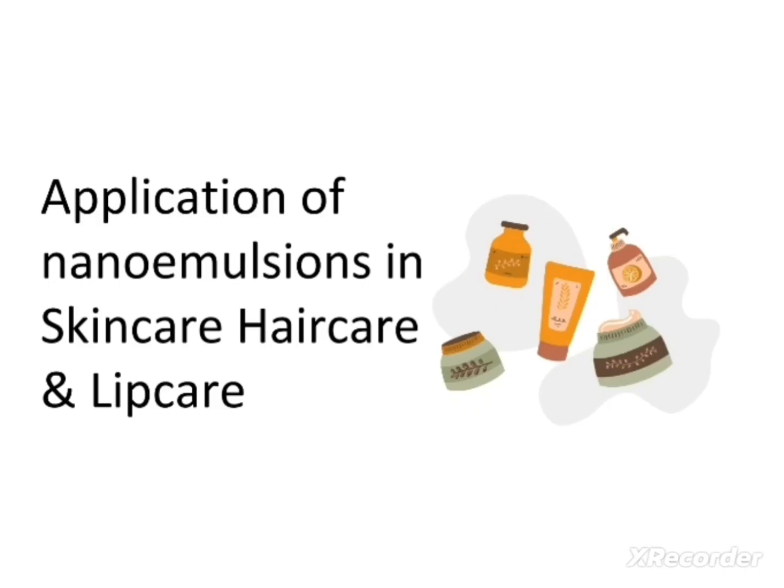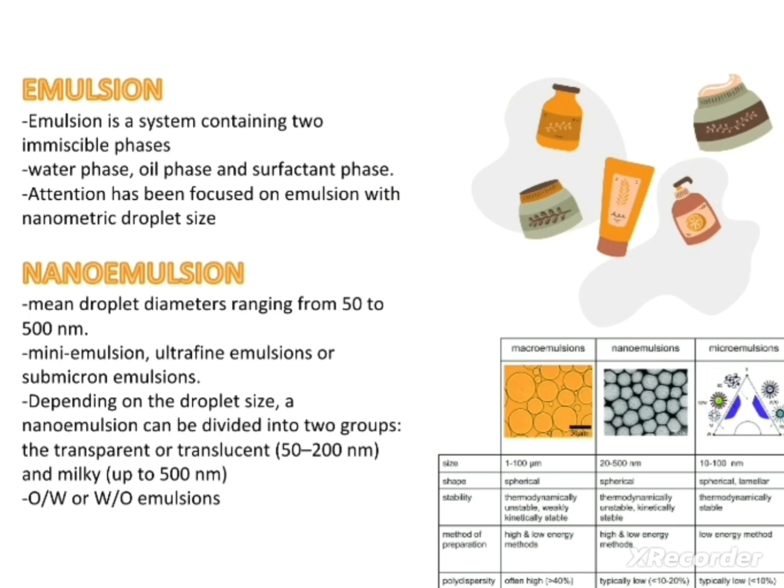My name is Shamsa, and now I am going to discuss the application of nanoemulsions in skincare, hair care, and lip care. As we all know, an emulsion is a system containing two immiscible phases. Attention has been focused on emulsions with nanometric droplet size. The mean diameter of a nanoemulsion ranges from 50 to 500 nanometers. Depending on the droplet size, there are two groups of nanoemulsion. The first one is transparent or translucent, and the second one is milky.